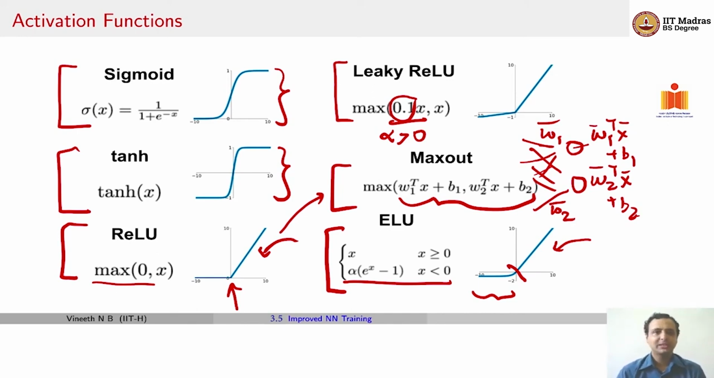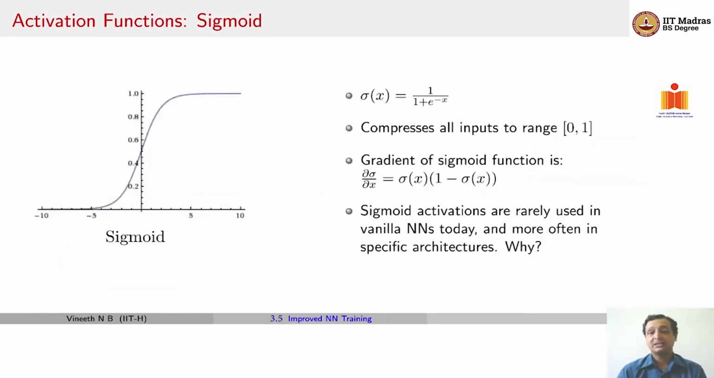Now let's try to visit some of these at least in more detail and try to understand how they can affect the training of neural networks. Let's consider the earliest one, sigmoid, which is given by 1 by 1 plus e power minus x. Clearly, it compresses all inputs to the range 0 to 1. The gradient of the sigmoid function, hope you've worked this out, this was a homework, which is dou sigma by dou x, is given by sigma of x into 1 minus sigma of x.